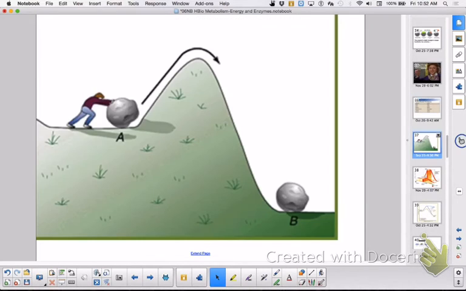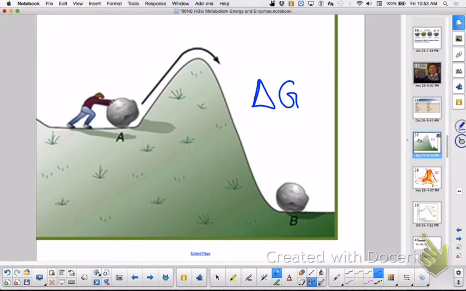Now, would you classify this, tell your bio buddy and support with evidence, would you classify this as an exergonic reaction or an endergonic reaction? Make your claim and support with evidence to your bio buddy. Remember, you're talking about delta G. Overall, is your delta G going to be negative or is your delta G going to be positive? That's what you're trying to think through.